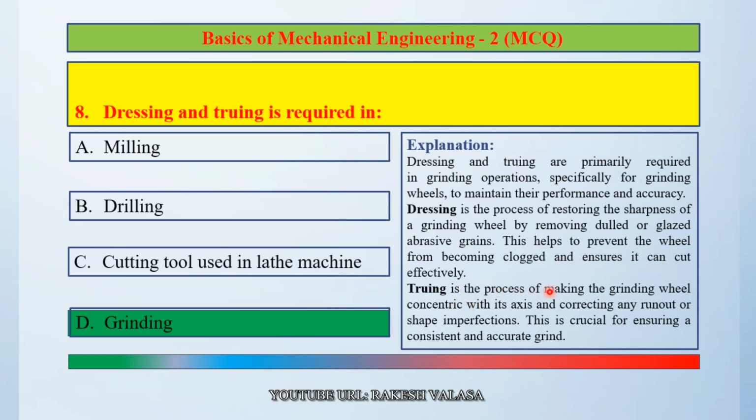Truing is the process of making the grinding wheel concentric with its axis and correcting any runout or shape imperfections. This is crucial for ensuring a consistent and accurate grind. So the correct answer is option D, grinding.